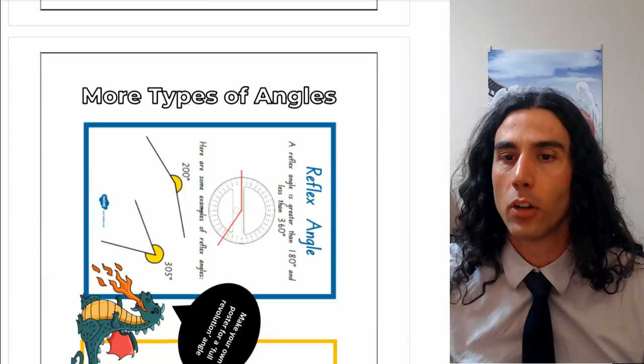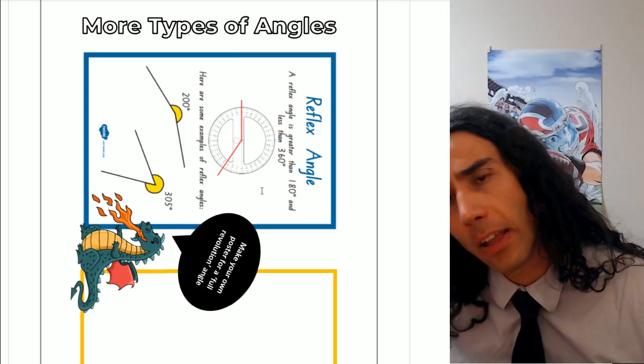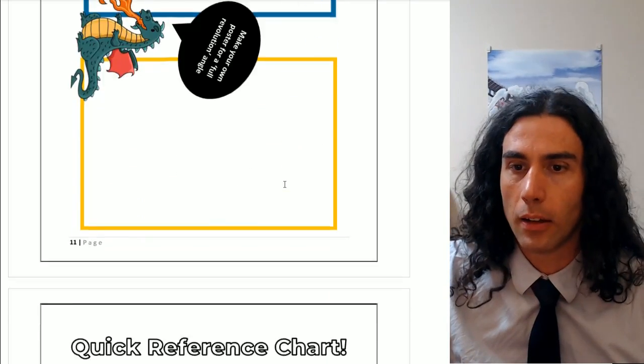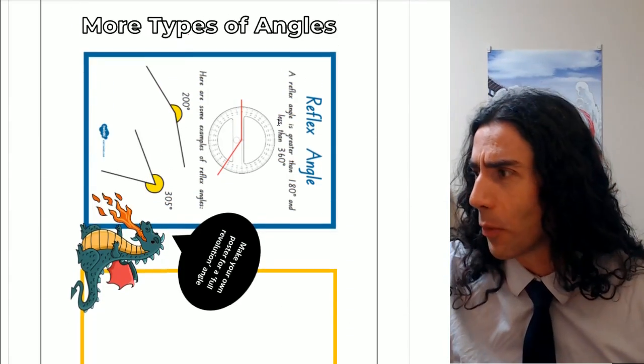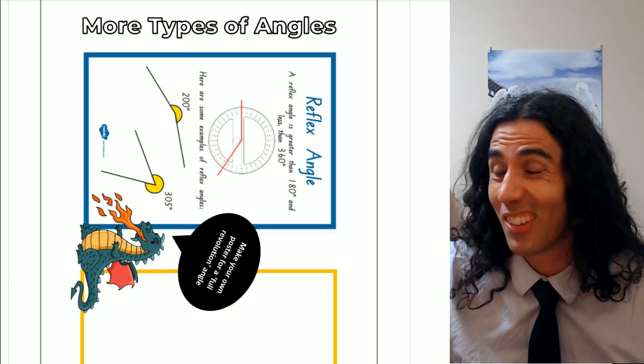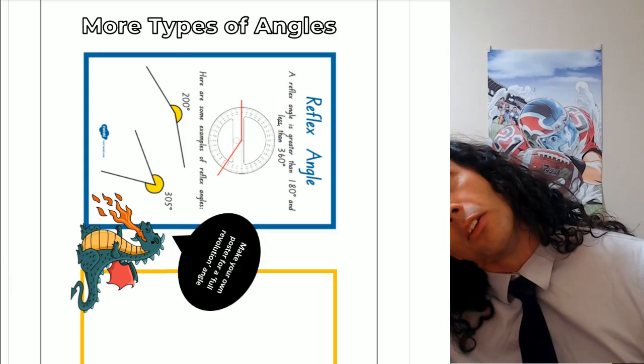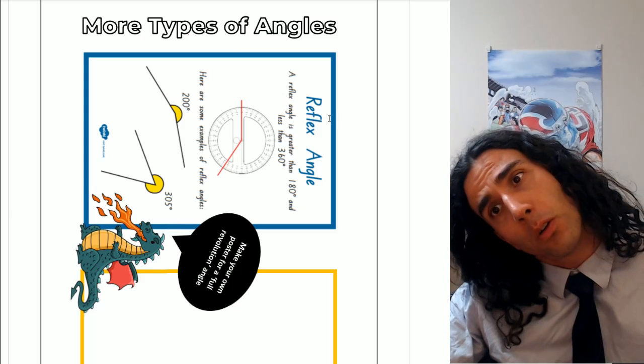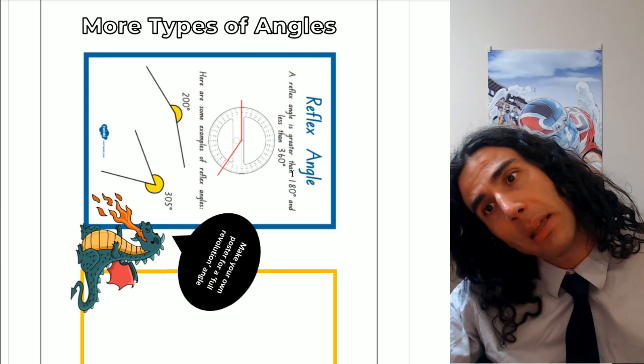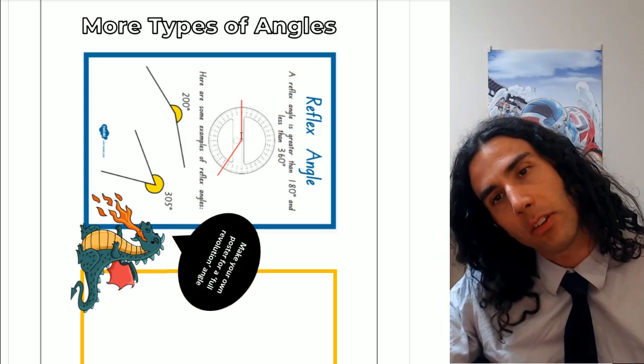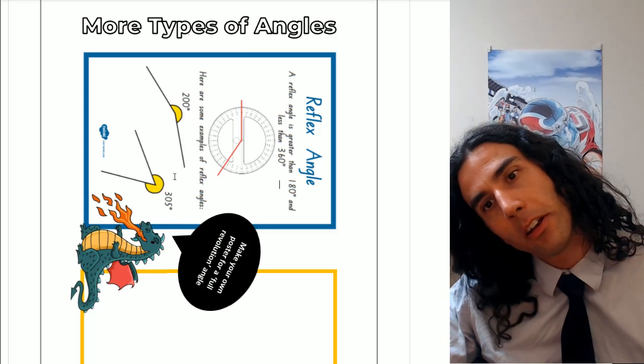Okay, moving on. More types of angles. So now I should have turned this one. I turned the other ones. I forgot to turn this one. So instead, you're going to have to turn your head. Reflex angle is bigger than 180, but less than 360. So you've got a 200-degree one and a 305 on there.